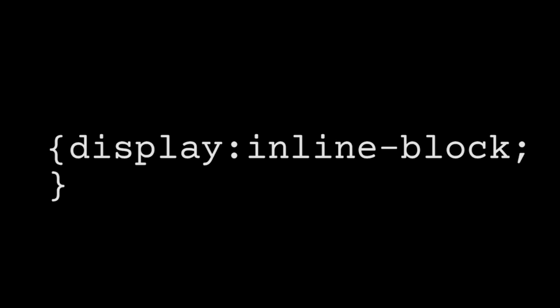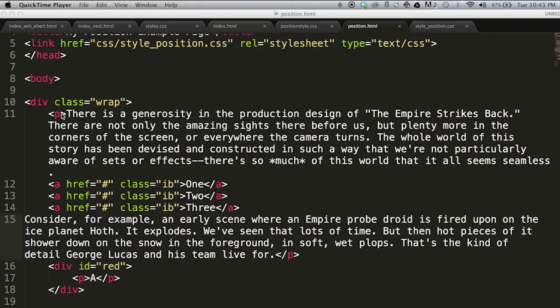Display inline block causes a block level element to flow like an inline element, while retaining other features of a block level element, as you can see here.